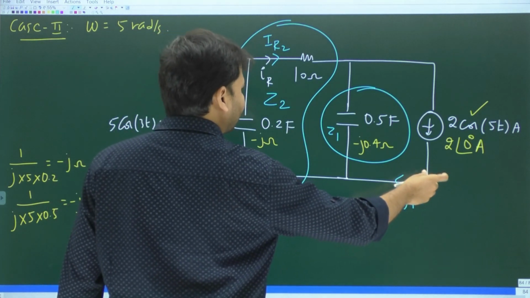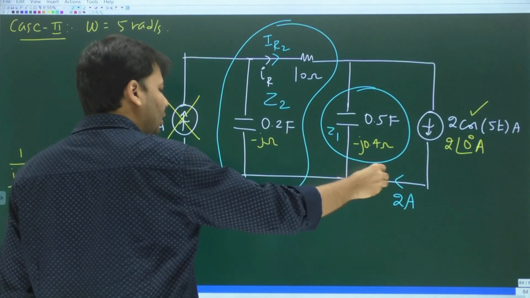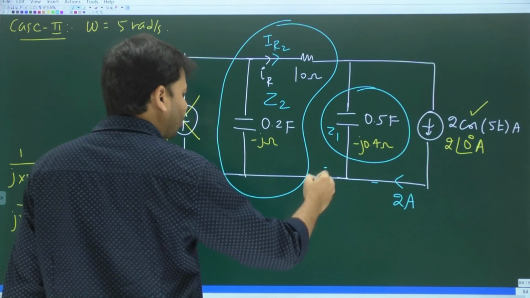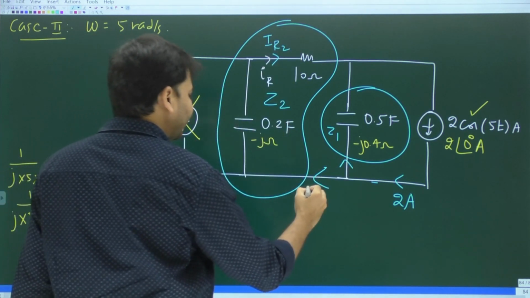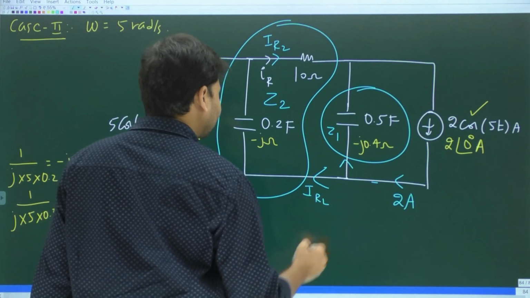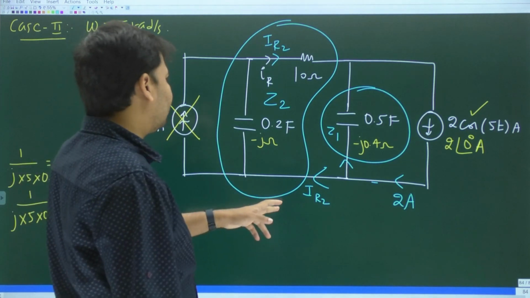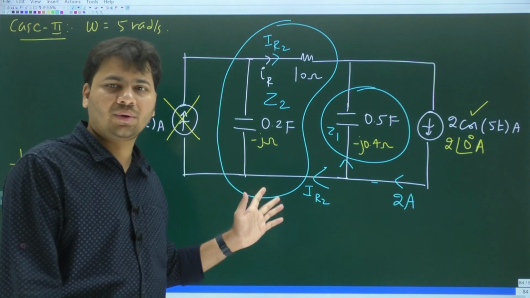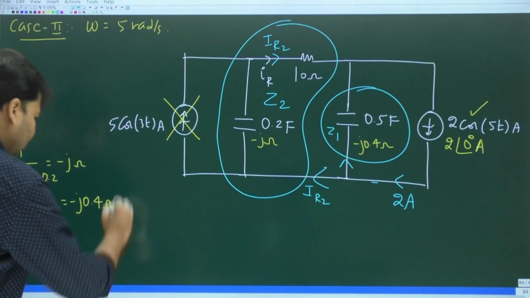So part of this 2 ampere current will flow through Z1. The remaining current will flow through Z2. If you look at the direction, this 2 ampere will split into 2 parts, one like this, another like this. In fact, this current is the same as IR2, and this current is the same as IR2. So IR2 is actually the current through Z2. Again, current division. Current through Z2 will be proportional to Z1.